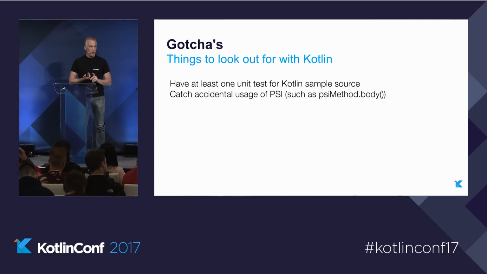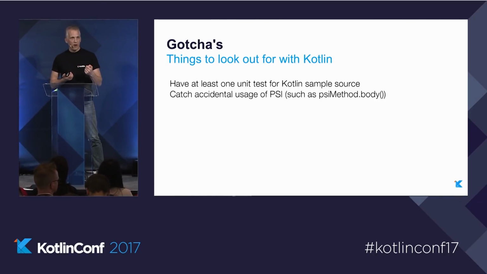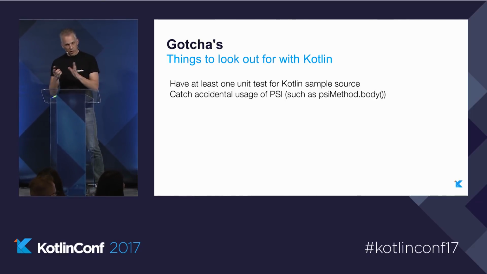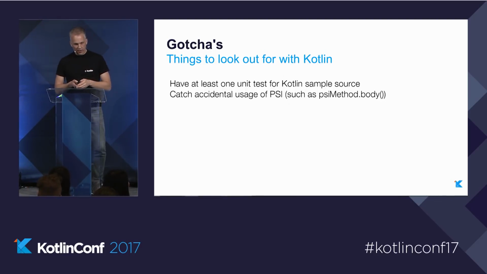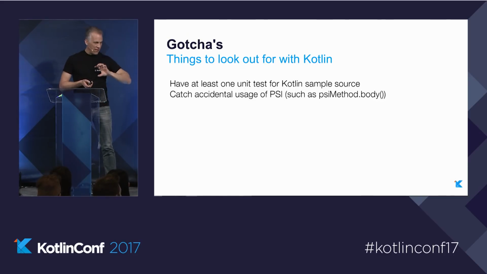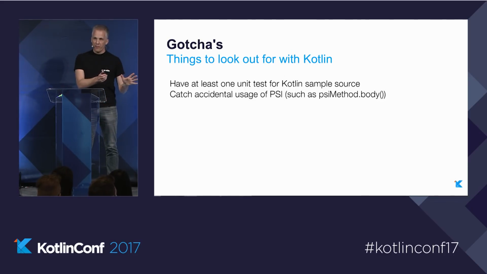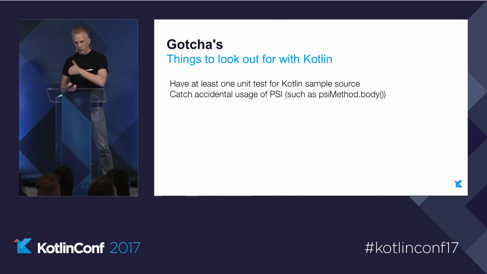So for example, if you ever do PSI method.body, or more commonly actually, you do an instance of check, that may not work correctly in Kotlin. So you'll be operating in PSI space, and things are operating in Java PSI space, and that works for Java, but it fails for Kotlin. So make sure that you have at least one test that is actually exercising your Lint check from Kotlin.